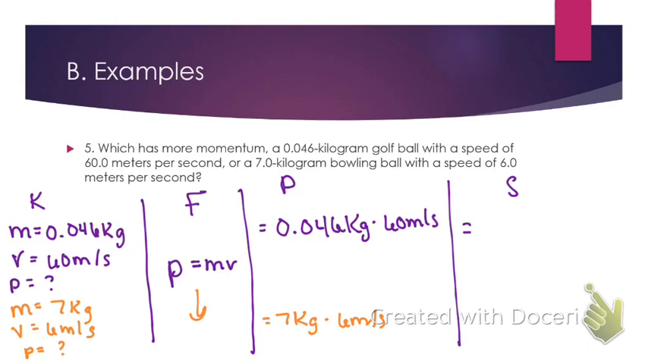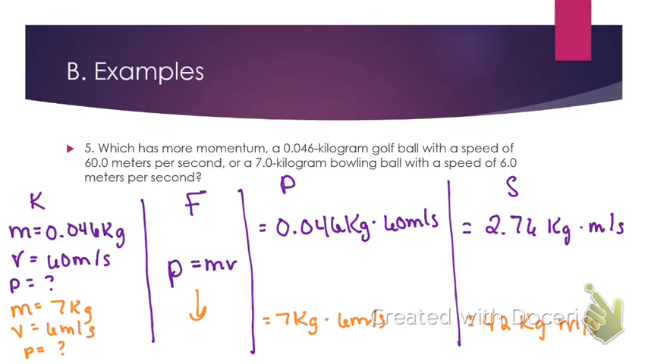So if we run these through on our calculator, we can go ahead and get our answers. For this first one, when I multiplied it out, I got an answer of 2.76 kilogram meter per second. My other one, 7 times 6, is going to give me 42, and that's also momentum, so it'll be kilogram meter per second.